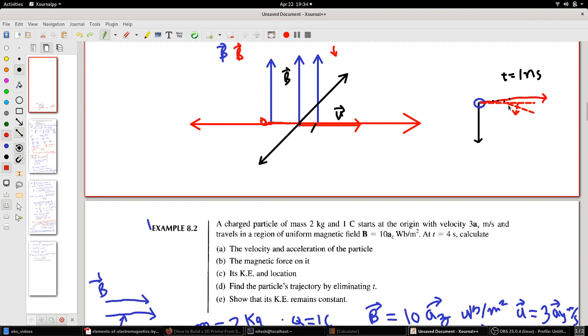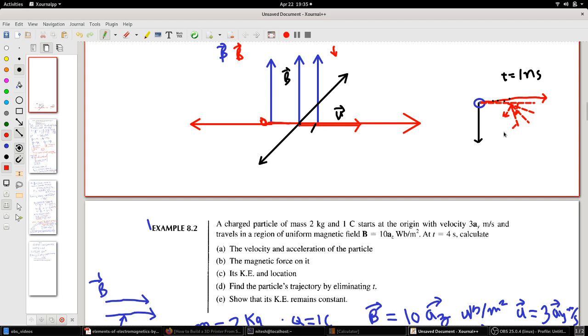After some time the trajectory moved. At this point, 2 nanoseconds, it was here, so it got a force which was something like this, in this direction. The path again changed. Now the path changed to something like that.